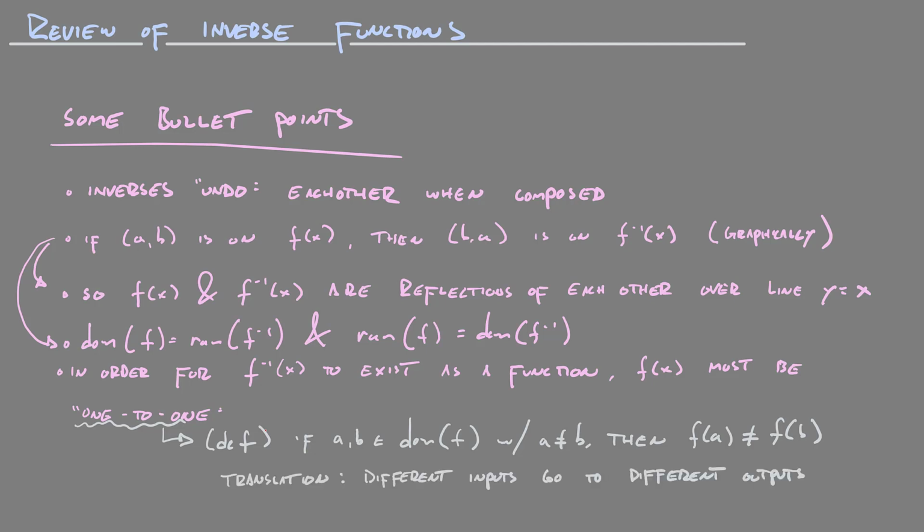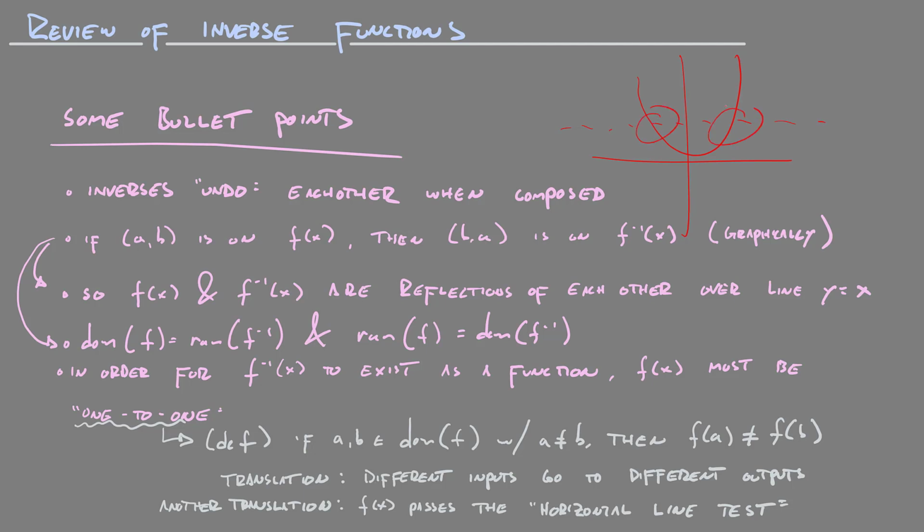So essentially, I translated this into being different inputs go to different outputs. You can't have two different numbers go to the same thing, basically. Another translation is that f of x passes what we call the horizontal line test, which is just a way to really quickly see if a function is going to have an inverse that's also a function. Just see if a horizontal line intersects the graph more than one time. If it does, it's not 1-to-1. So x squared, for example, is not a 1-to-1 function, because two different inputs, like -2 and +2, give you the same output, which is 4.